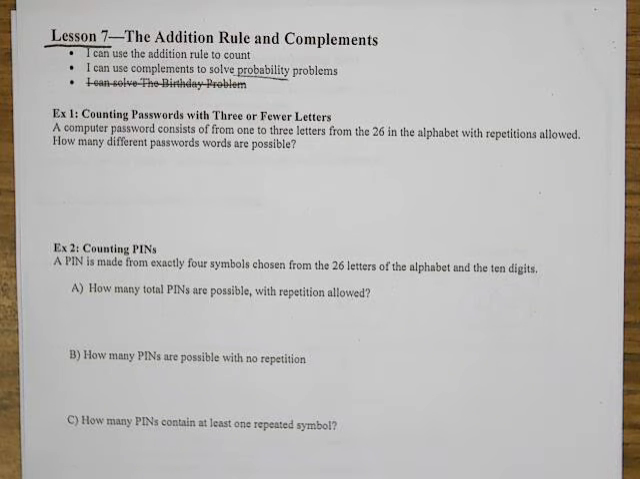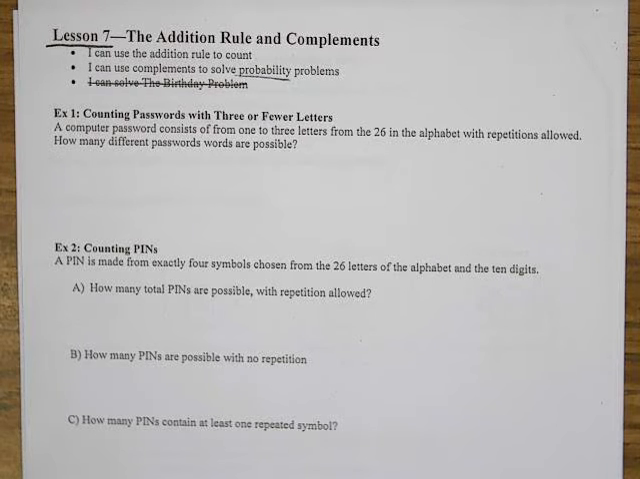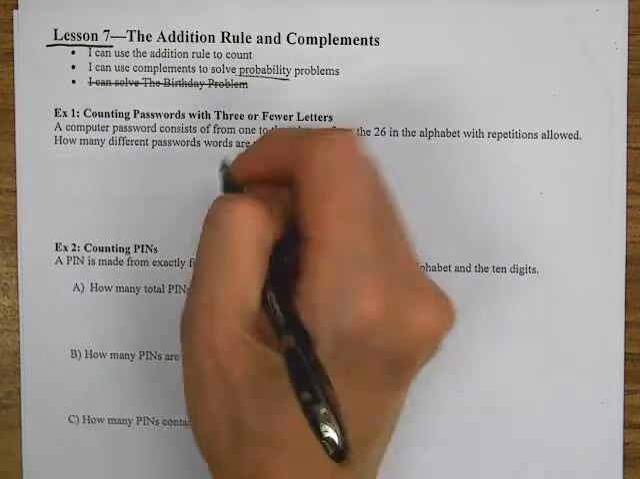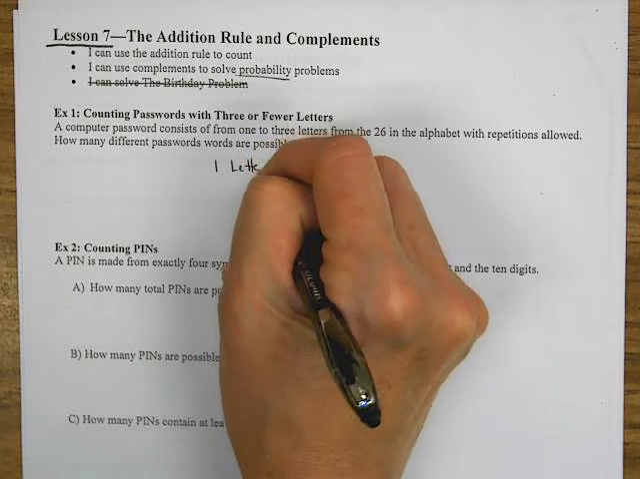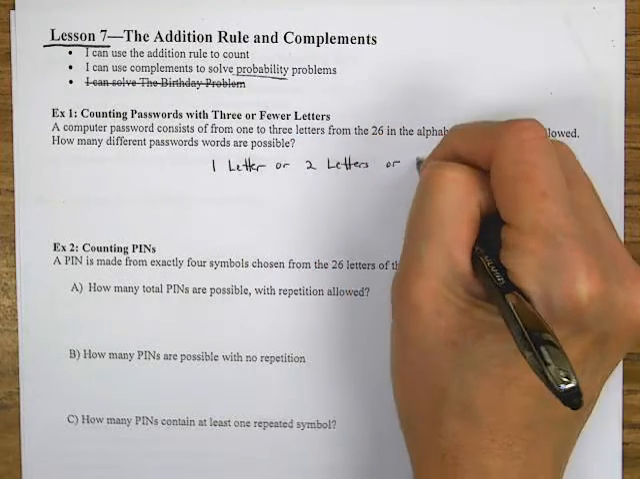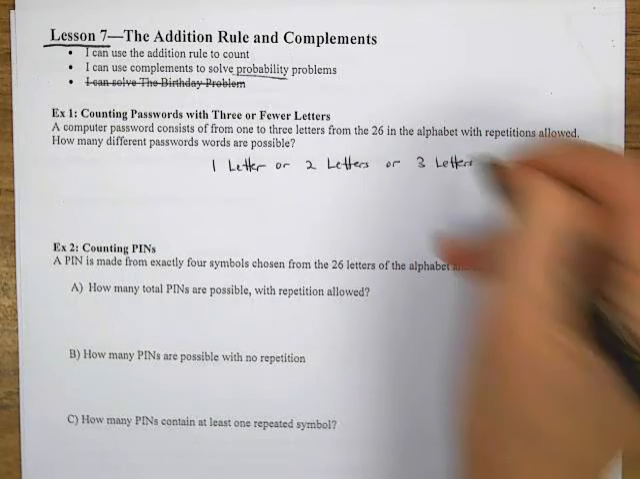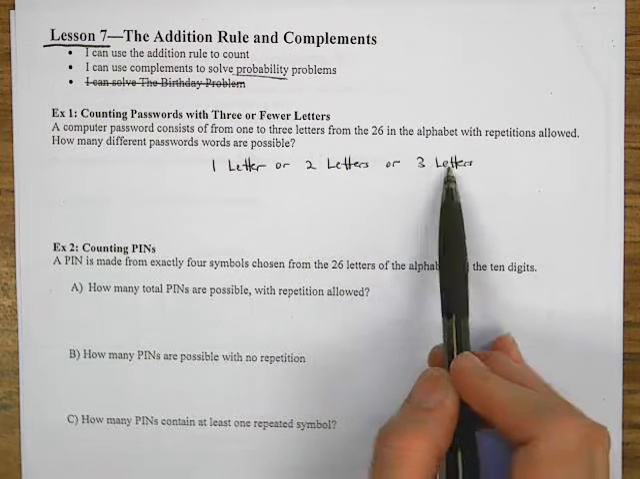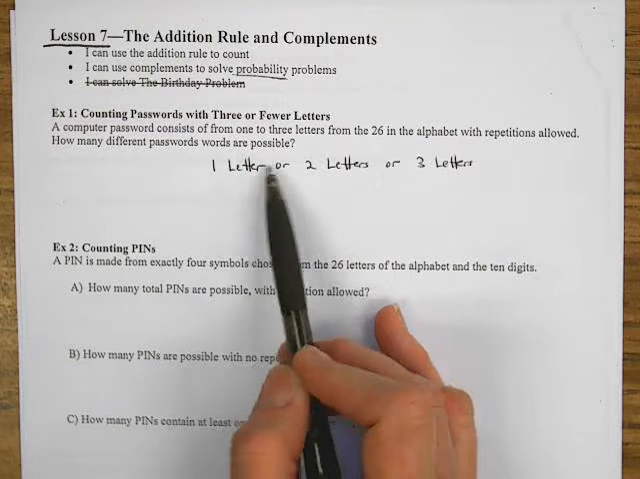It says counting passwords with 3 or fewer letters. A computer password consists of 1 to 3 letters from the 26 in the alphabet, with repetitions allowed. How many different passwords are possible? So we talked a little bit about this in the previous lesson, right? From 1 to 3 letters. So I think you can see we have separate cases. We have a case where you could have 1 letter, or you could have 2 letters, or you could have 3 letters. See how natural it is to use that "or"? These aren't all possibilities together, but they are separate cases that satisfy this. So 1 or 2 or 3.